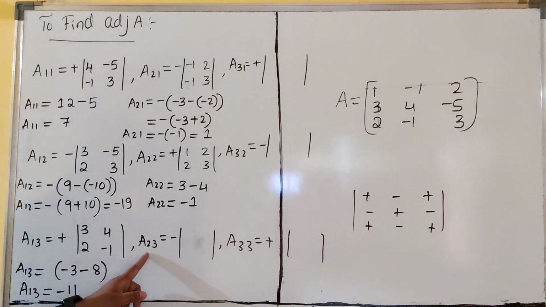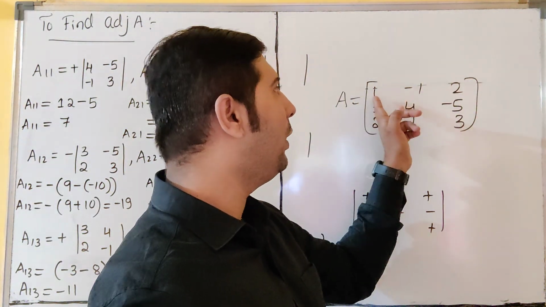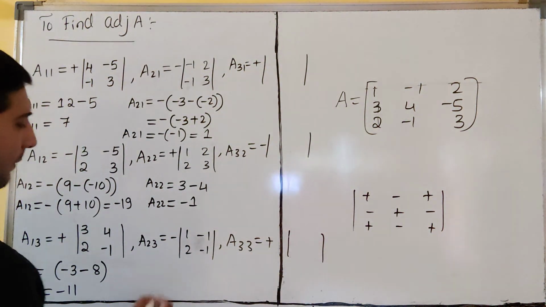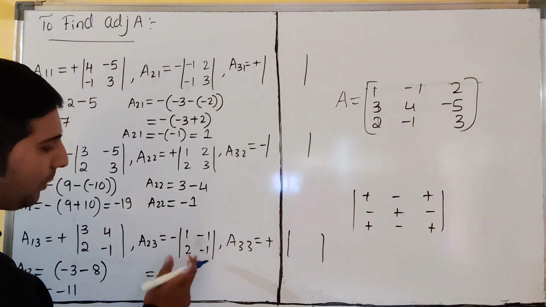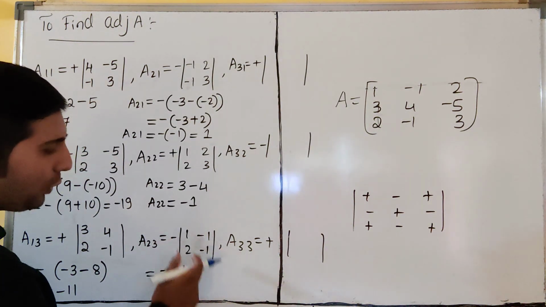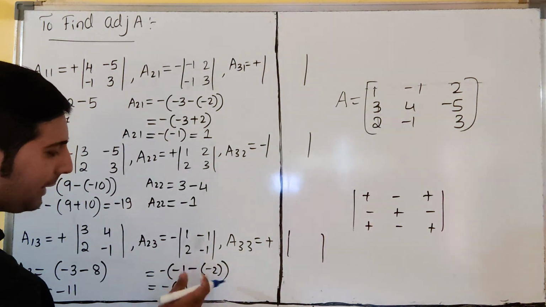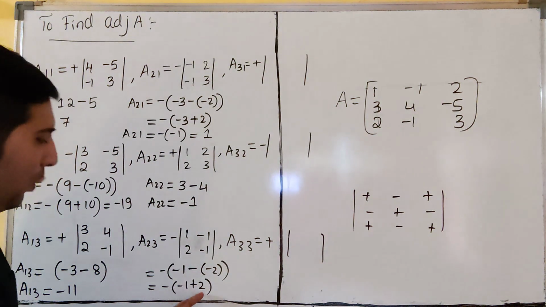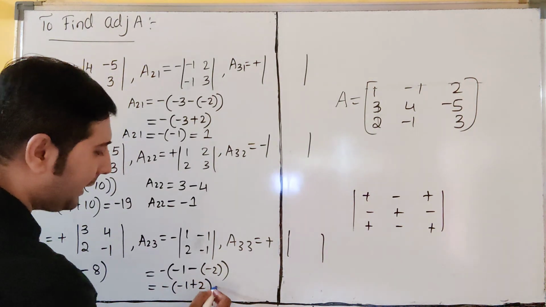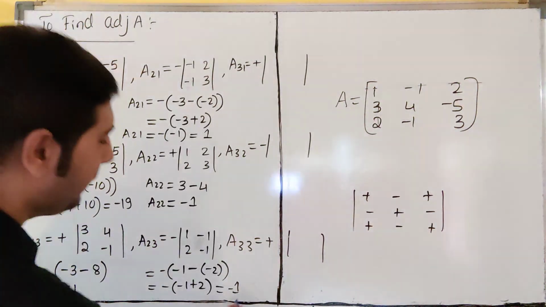Got it? Now A23. You have to leave the second row, third column. Second row you leave, third column, you are left with 1 minus 1, 2 minus 1. So now see, I will write the minus sign. 1 into minus 1 is minus 1. So I will write the minus before multiplying this. 2 into minus 1 is what? Minus 2. So now see, minus 1, minus into minus is plus 2. 2 minus 1 is how much? 1. 1 into minus is minus 1, dear students. I hope everyone it is clear. So now see, this is minus 1.